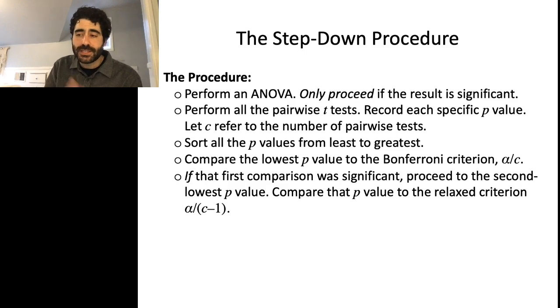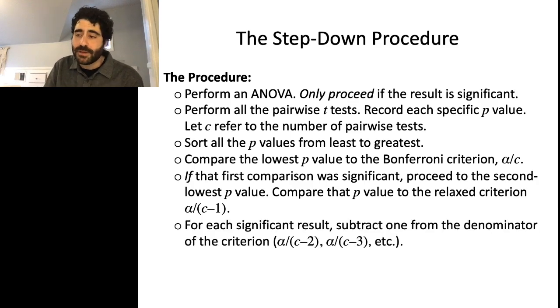And then we look at the second lowest p-value, and we compare this second lowest p-value to a slightly relaxed threshold, which is alpha divided by the number of tests minus 1. Right, so this is going to be a bigger number. We're making the denominator smaller in our criterion, so this threshold is going to get bigger. And we're going to compare the second lowest p-value to this slightly relaxed threshold. And if this is significant, then we say, okay, those 2 groups are also different.